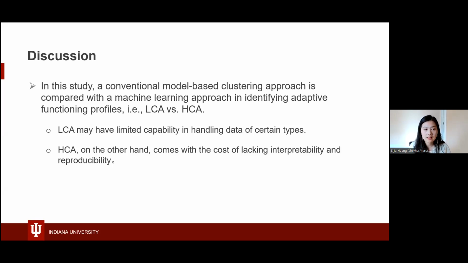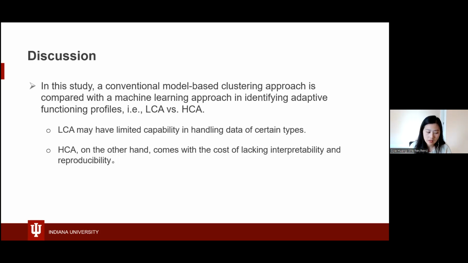So, a quick summary: in this study, we compare a conventional model-based classification approach with an unsupervised machine learning approach in identifying adaptive functioning profiles. The adaptive functioning profile is something that is receiving a lot of attention in autism research. To be more specific, we are comparing latent class analysis with hierarchical clustering analysis. The LCA may have limited capability in handling data of certain types, based on previous research. The HCA, on the other hand, comes with the cost of lacking interpretability and reproducibility.